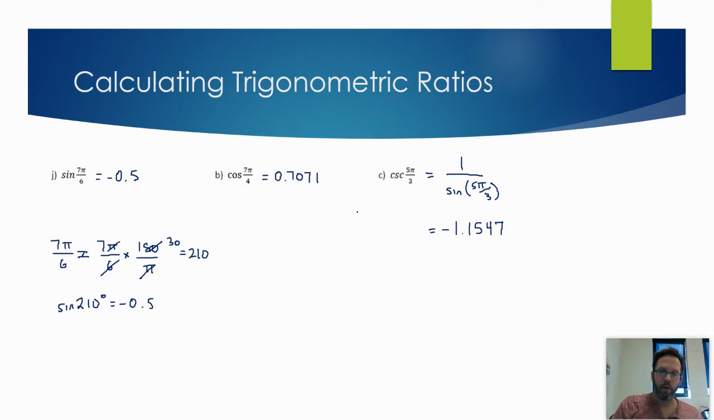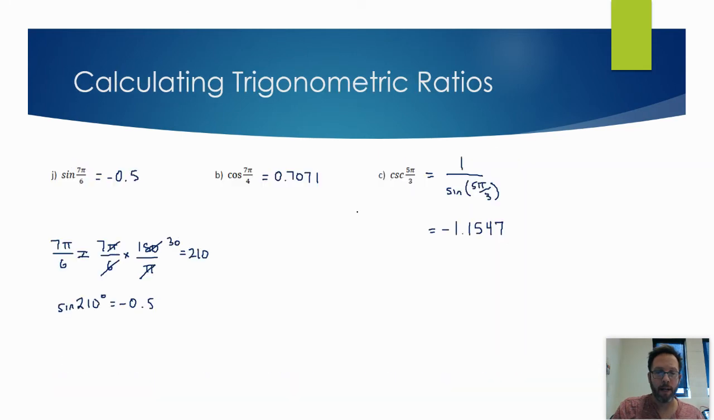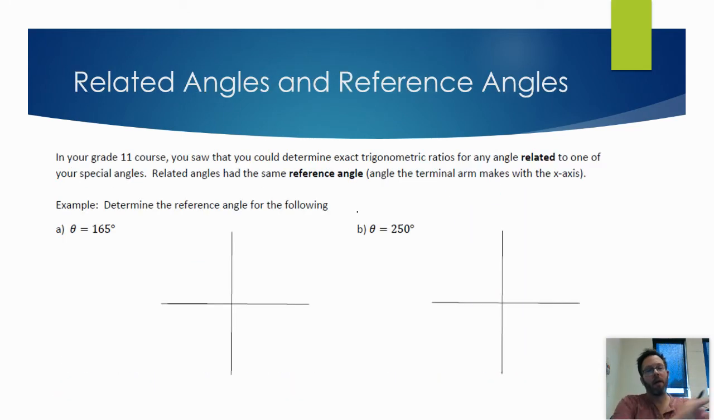So earlier, we found the exact ratios for 0, 90, 180, 270, but we could get some angles in between: 30, 45, and 60 degrees, or pi by 6 radians, pi by 4 radians, pi by 3 radians. But it turns out you can find exact ratios, not just for those, but for any angle that's related to those. And you can do it using the CAST rule. So let's review how to do that.